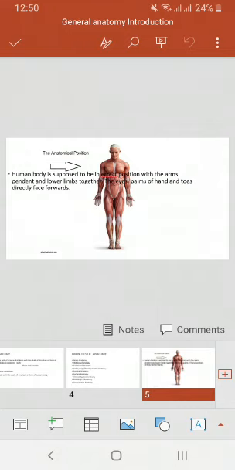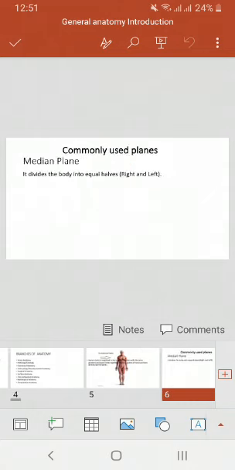When we talk about any structure or any part of the human anatomy, we assume that the body is in this anatomical position, in which it is erect, the arms are hanging by the side, and the palms of the hands are facing forwards. The eyes are facing forwards, and the toes are facing forwards. This is the normal anatomical position.